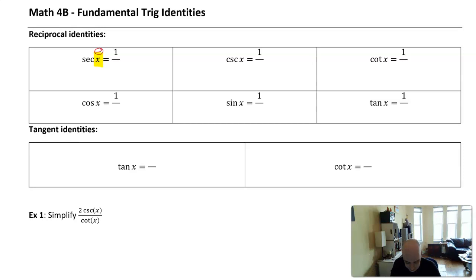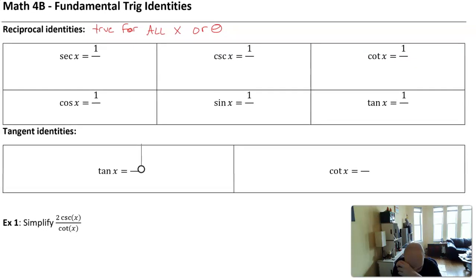And the idea is that these are true for all x or theta, right? It doesn't matter what x is. These are always true relationships. So the first bank of true identity relationships are called the reciprocal identities. And these are the identities that talk about which functions are related to which ones through the reciprocal idea of being reciprocals of each other. So we already know that secant of x is 1 over the cosine of x.